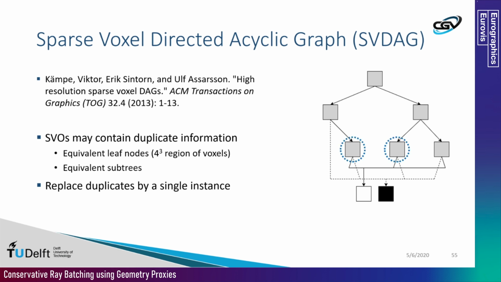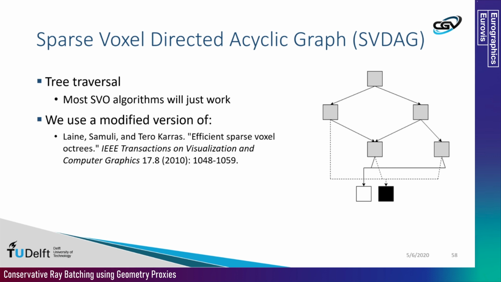Then, we are left with 2 nodes, which both have a white leaf node on the left and a black leaf node on the right, which means that they're also equivalent and could also be replaced by a single instance. To traverse the SVDAGs, we can use most existing SVO traversal algorithms. We use a modified version of the algorithm presented in Efficient Sparse Voxel Octrees.